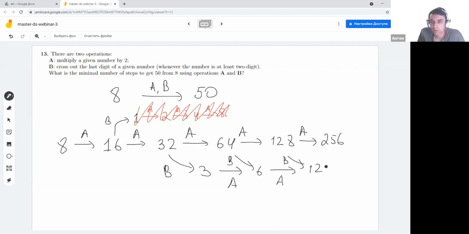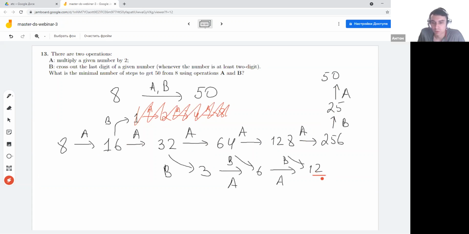And well, here one may think what to do next, but it is easy to see that from 256, we can very quickly get to 50. We can apply operation B to obtain 25, and then apply operation A to obtain 50. So there are 2 steps from here. And overall, we have 1, 2, 3, 4, 5, 6, 7 steps.